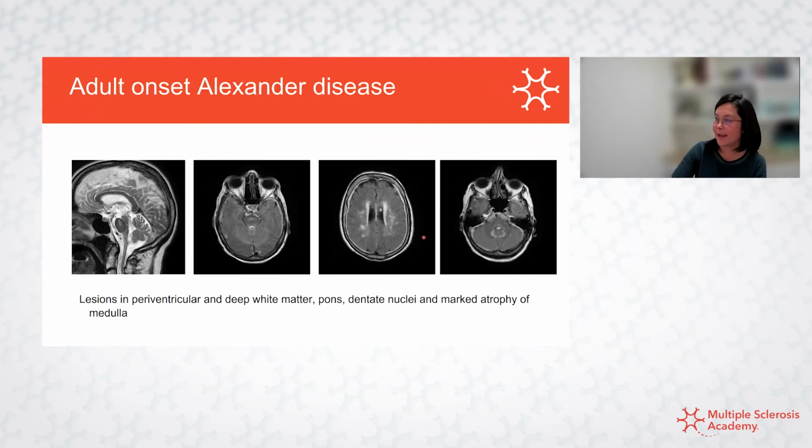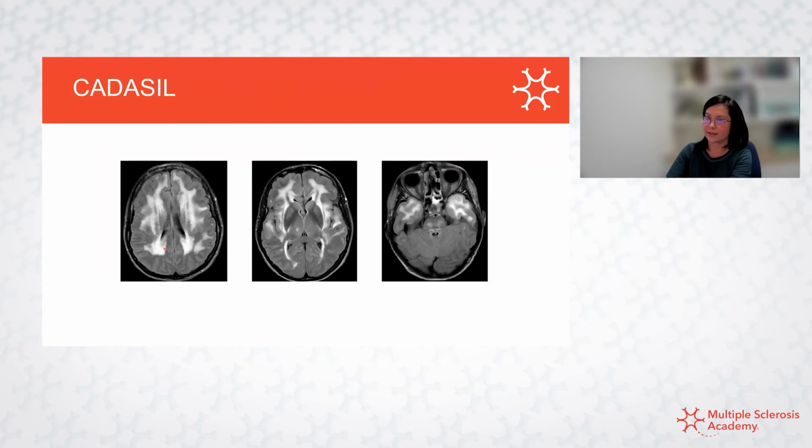So this patient again has the periventricular white matter lesions, and in the brainstem, in the deep white matter, but also has very typical signal abnormality in the dentate nuclei, which doesn't happen in MS. So this helps distinguish this condition from MS. And you'll see that they've also got a very atrophic medulla. That was adult onset Alexander disease.